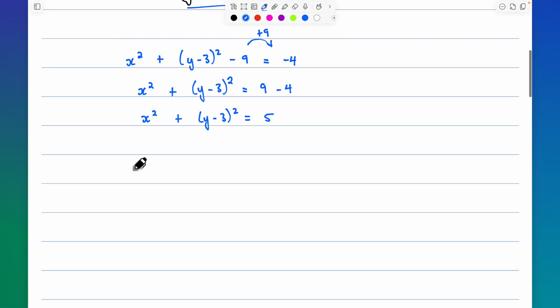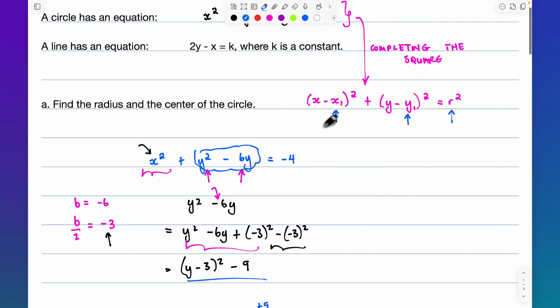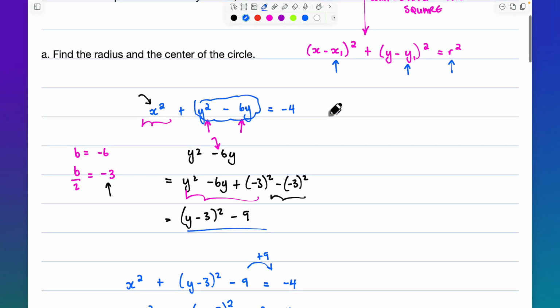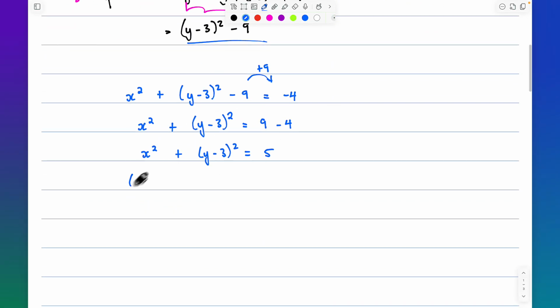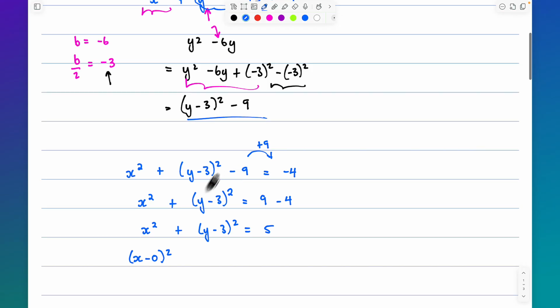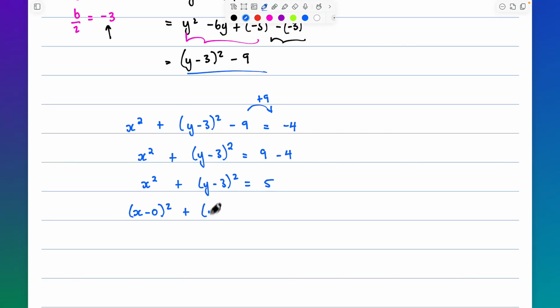Okay, so now this is the expression as we wanted, right? Even though it doesn't necessarily look exactly like this, because our x doesn't have a bracket, we can rewrite x squared as (x minus 0) squared. So now it looks exactly like this expression over here. So I have (x minus 0) squared plus (y minus 3) squared equal to some constant value.